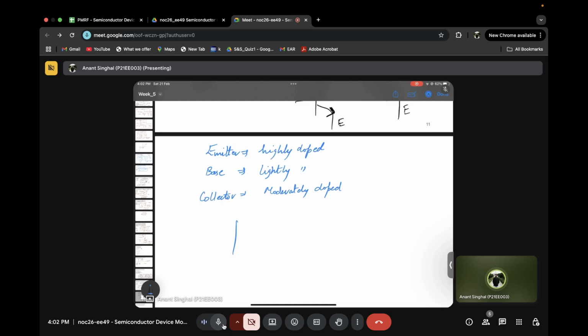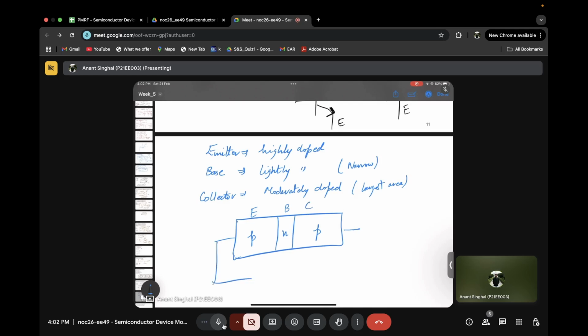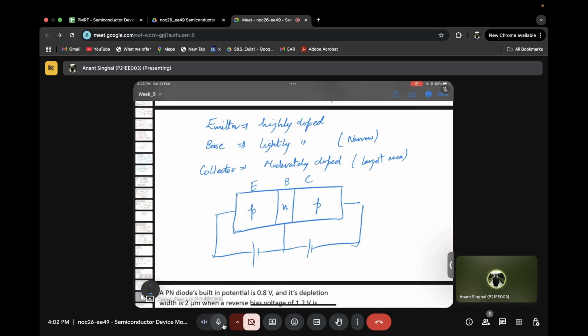Now if I try to make, let's say, a PNP, I'll try to explain the reason. One thing is that the base we make is always very narrow, and the collector is always the largest area. So this is, let's say, emitter, base, collector. We have two voltage sources now. This is how the connection of BJT works.